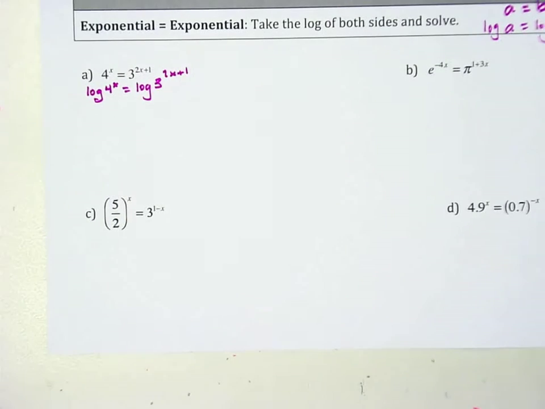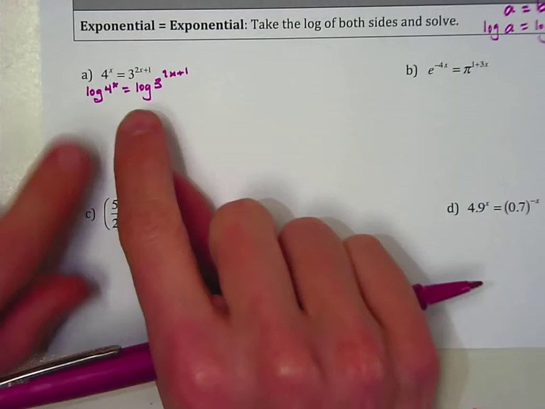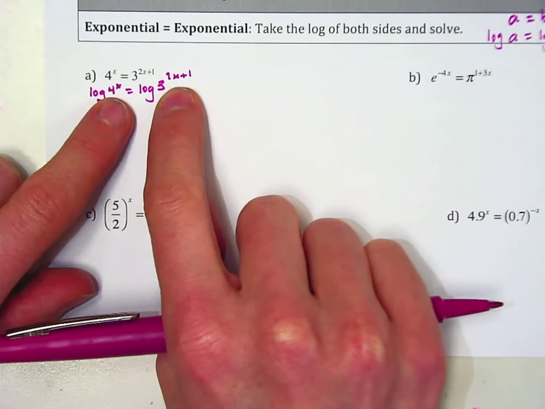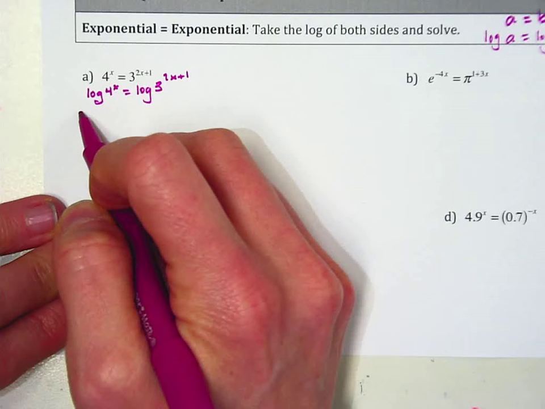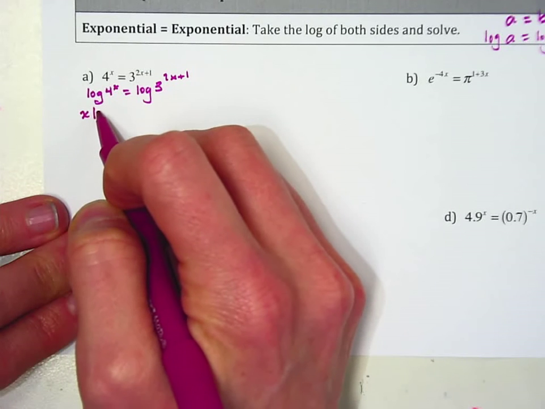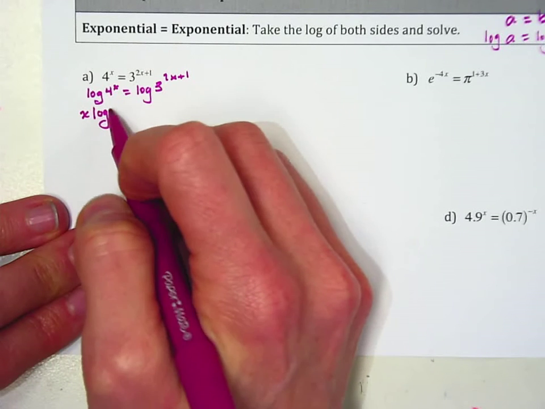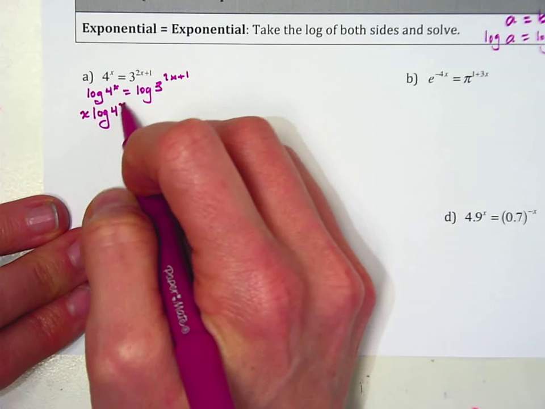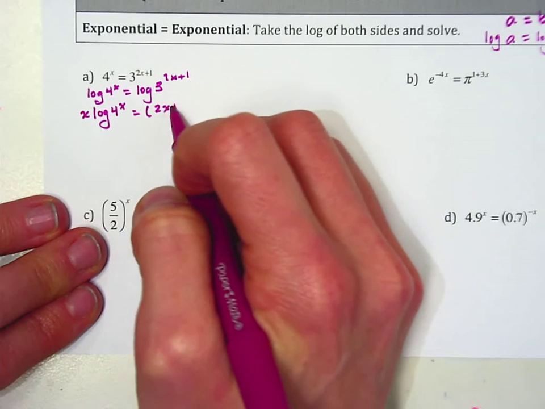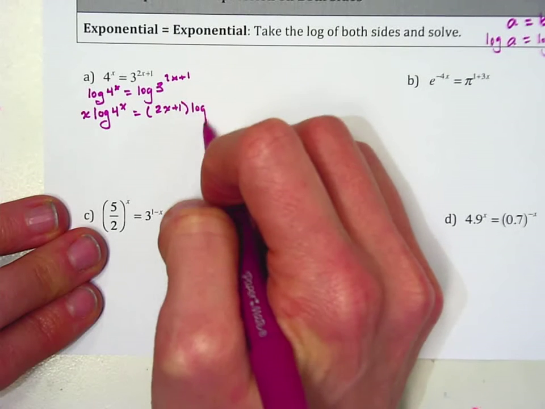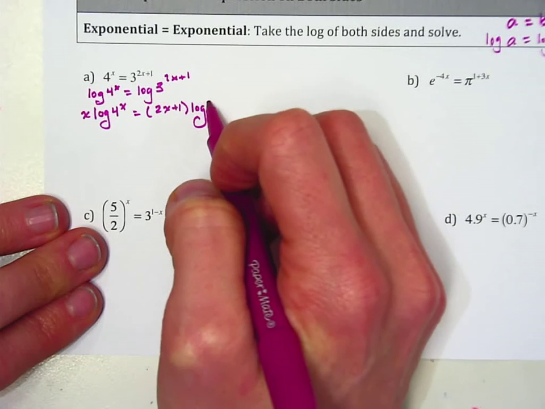All right, and what's nice is I have a log of a number to an exponent. Well, I can use the power rule and bring those exponents in front. So this becomes x log of 4 equals 2x plus 1 times log of 3.